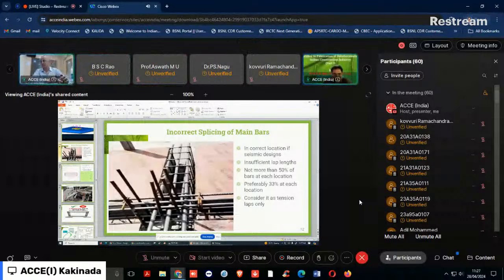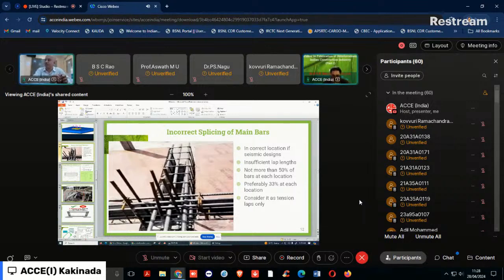Yes, sir. The three mistakes we generally come across are in terms of the lap location, the development length of the lap or lap length, and the number of bars at each location that are to be lapped. Even this lap length should be equal to the development length in tension or compression. In the Bhuj earthquake in 2001, earlier we had a distinction between the lap lengths: for compression it is different, and for tension it is different.